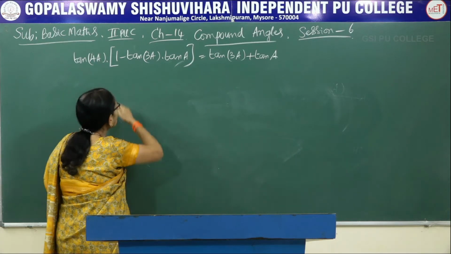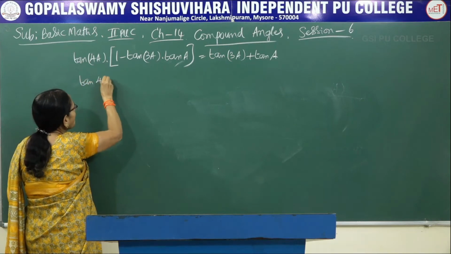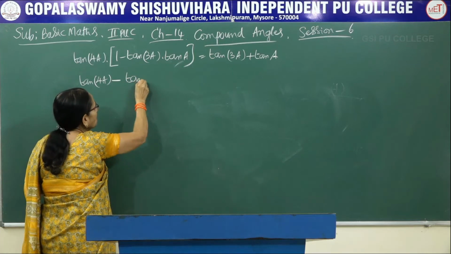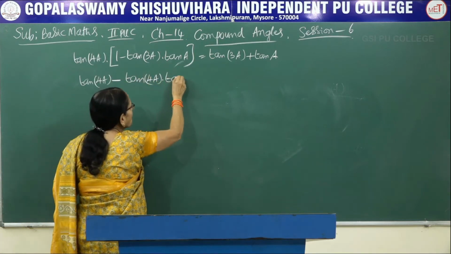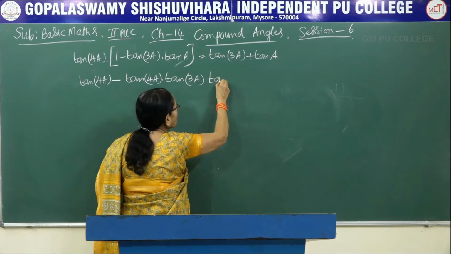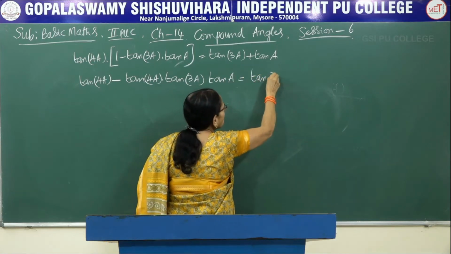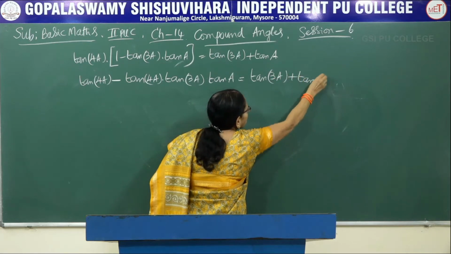Now remove the brackets on the left hand side. Tan of 4A into 1, that is tan of 4A only, minus tan of 4A into tan of 3A into tan of A. Now the right hand side, write it as it is, tan of 3A plus tan of A.